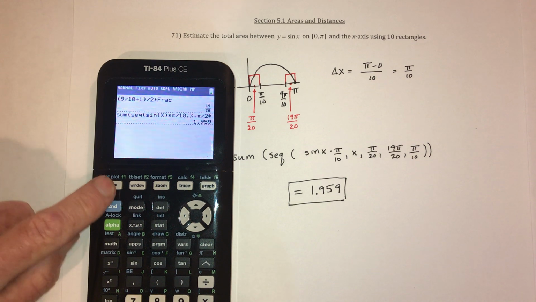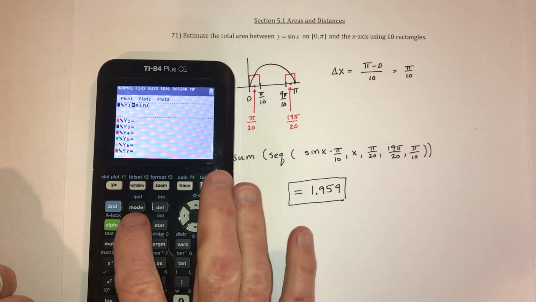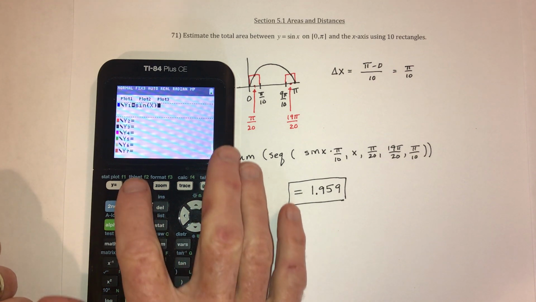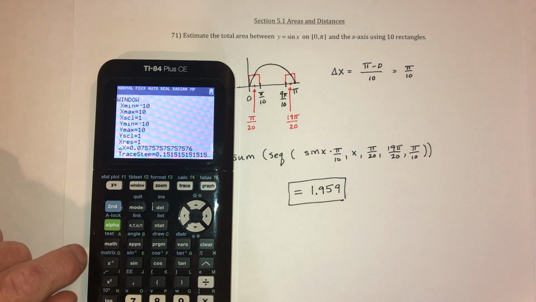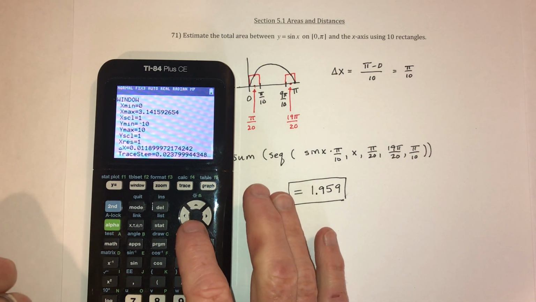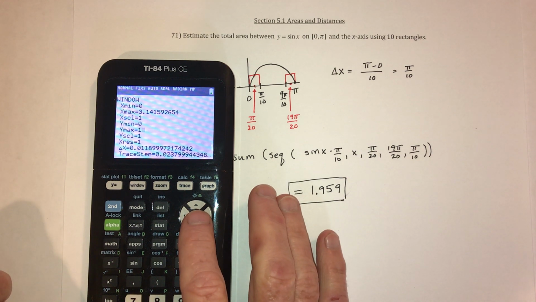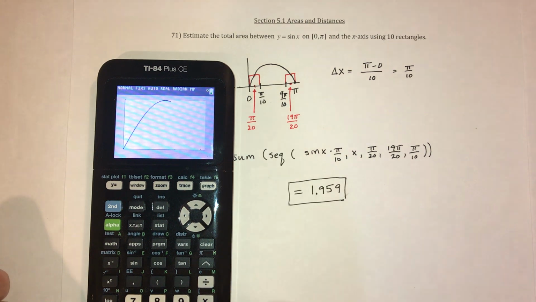Now to find the actual answer, graph the sine function, change the window to go from 0 to pi, and then this can go from 0 to 1. And then you'll see the little graph of sine.